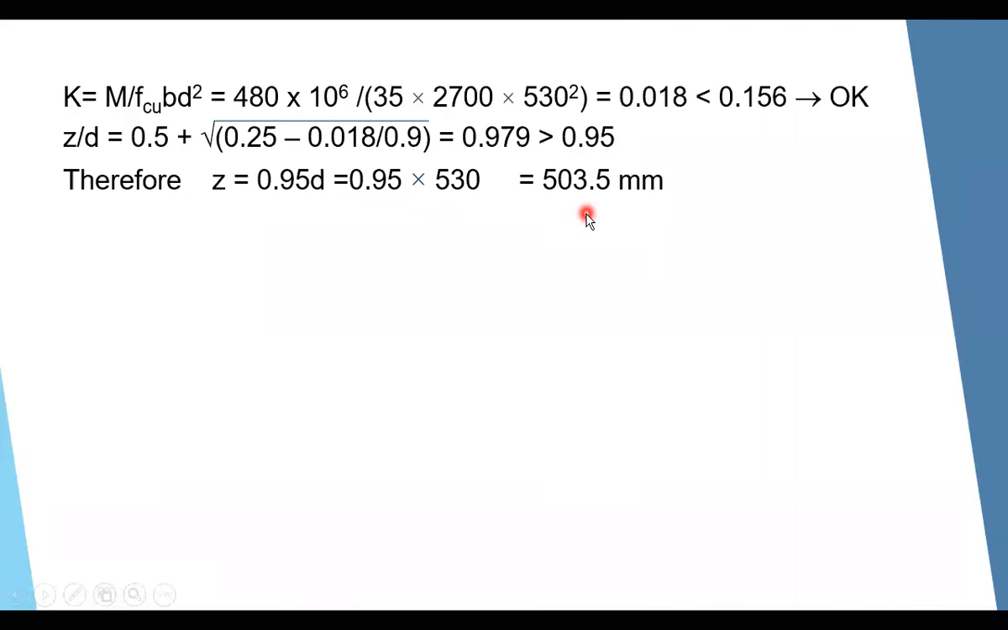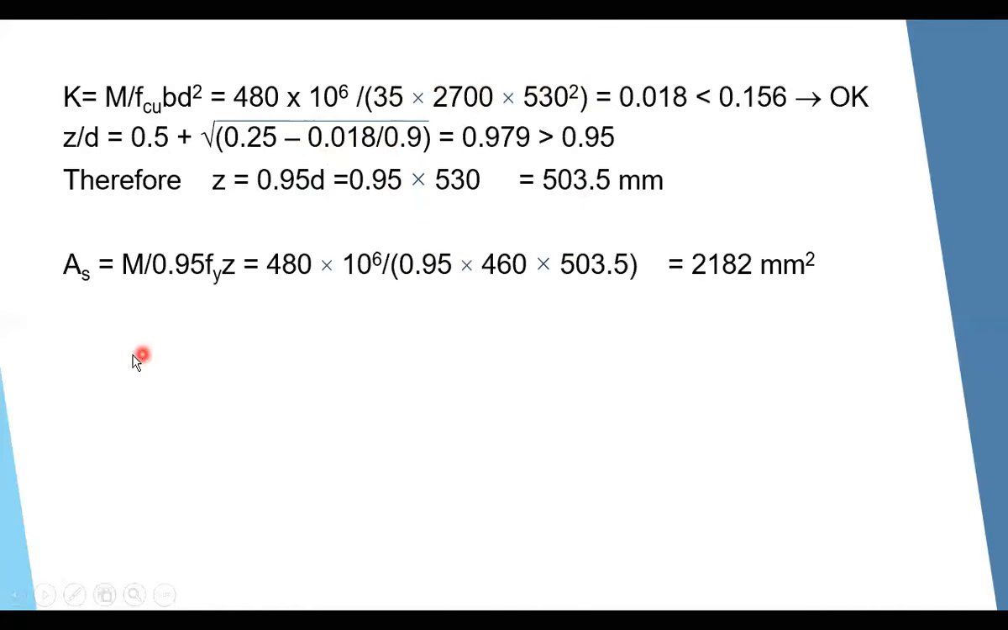503.5. For z over d here, if you don't know this value, it equals 0.5 plus the square root of 0.25 minus K divided by 0.9. The only thing in this equation is the K that you calculated in step number 1, K divided by 0.9. We found that z here equals 0.95d. This is the maximum value, so it gives us this value.